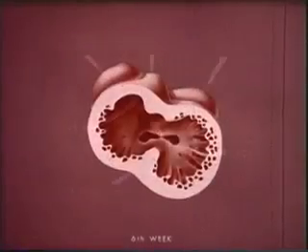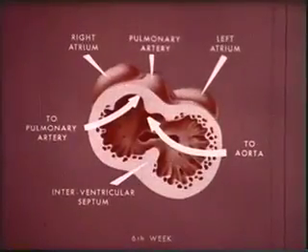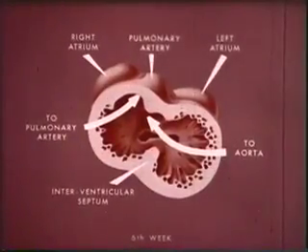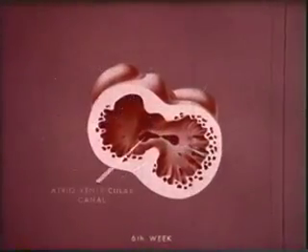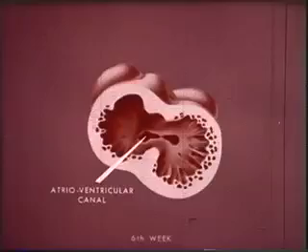The canal is becoming a widening transverse slit. In the center, the endothelium is disappearing, allowing the cushions to fuse. By the middle of the 6th week, the canal is completely divided.